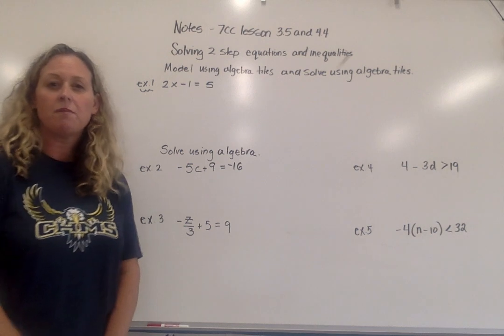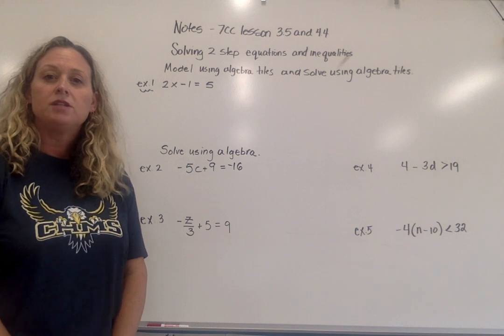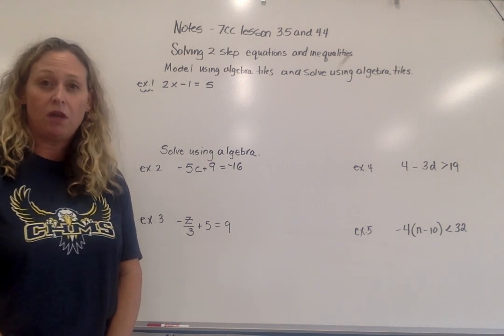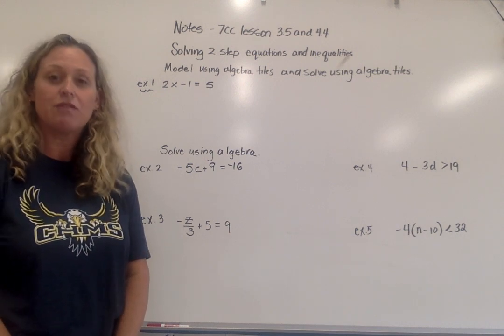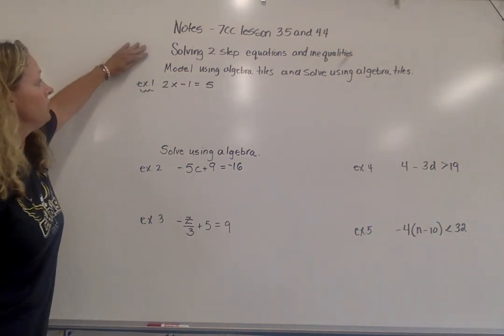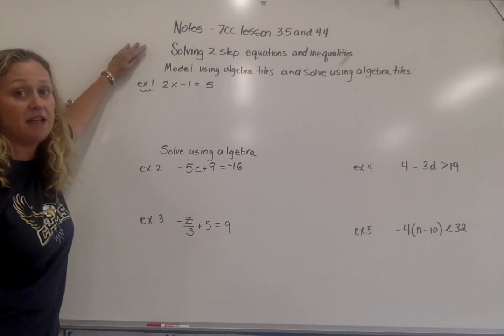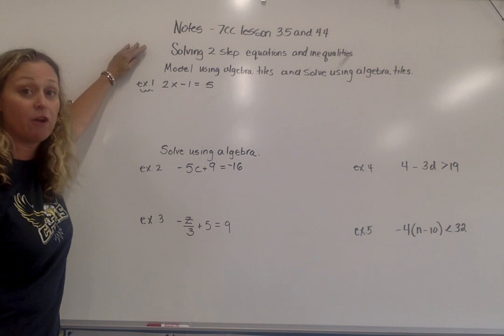Hi everybody, we're going to talk about the 7th grade Common Core standards that have to do with solving two-step equations and two-step inequalities. This is lesson 3.5 and lesson 4.4. When you're solving two-step equations and two-step inequalities, the goal has not changed. The goal is to still isolate the variable.